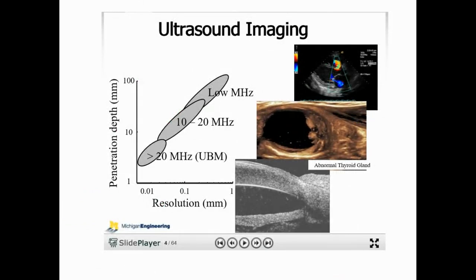So in general, ultrasound imaging follows this idea. Low megahertz, which I would call anything from 1 to 10, roughly has resolution from 1 to 0.1 millimeters. And that would be something like what I'm showing up here.